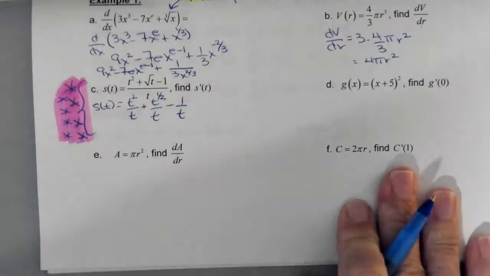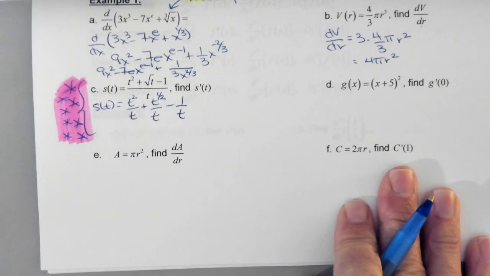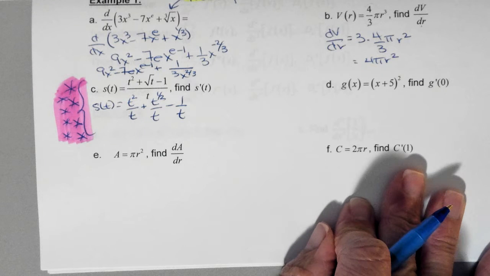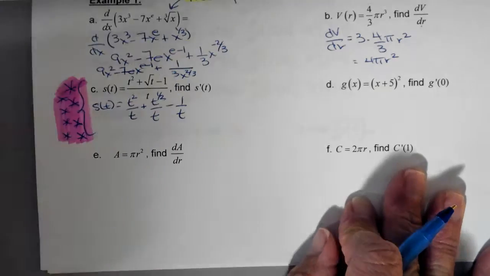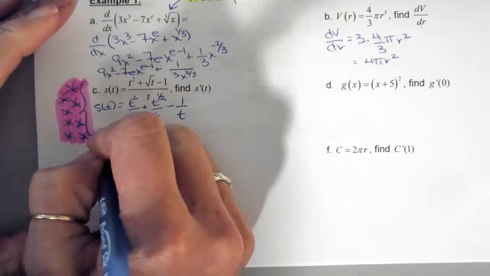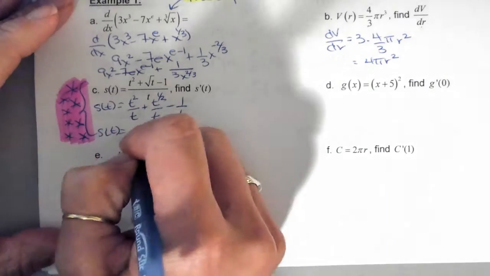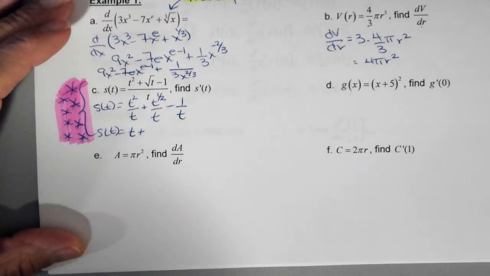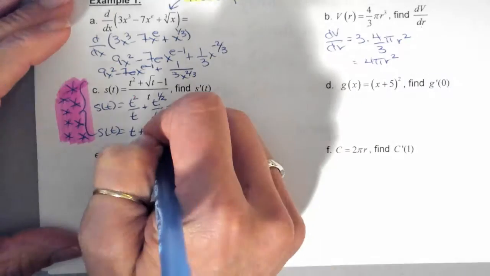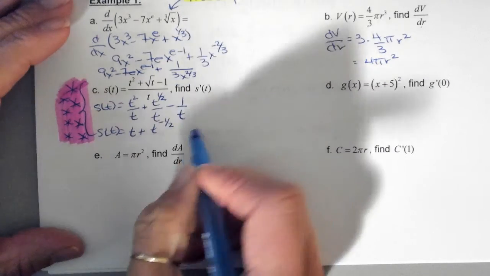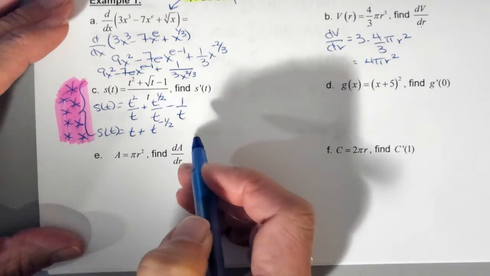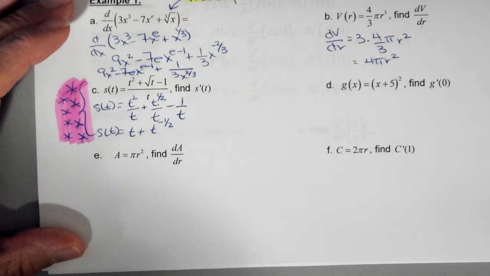I haven't even come close to taking the derivative yet. But basically what this is saying is I'm adding 3 things with the same denominator, and I need to simplify, which means what is t squared divided by t? It is t. So s of t is equal to t plus, is that t to the negative 1/2 when I simplify? Yep. And then what's this? T to the negative 1.